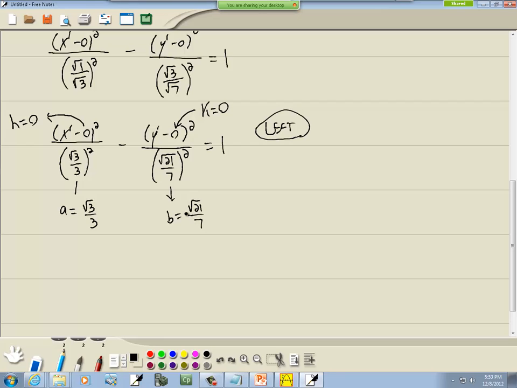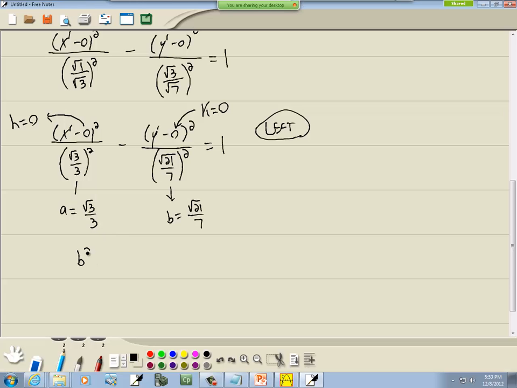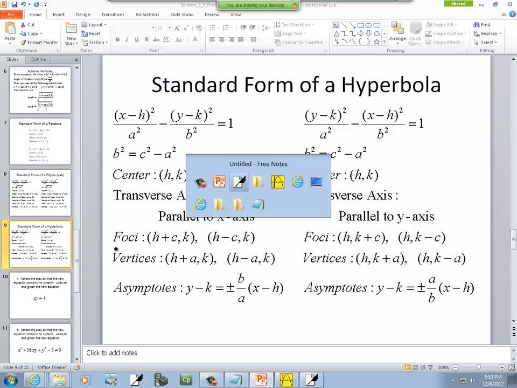Well, we need c, and then we can find all our different pieces. And I'm not going to try to graph this. You can see that things aren't coming out nice. So I use this formula. We got b squared is equal to c squared minus a squared.